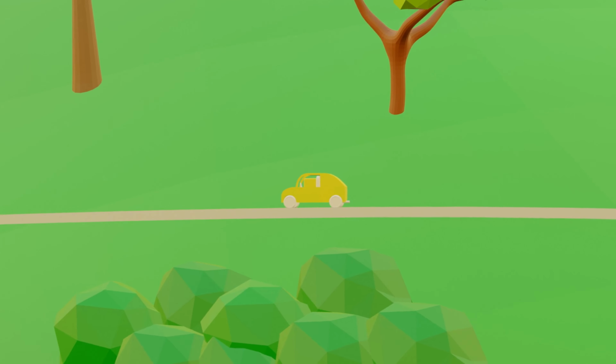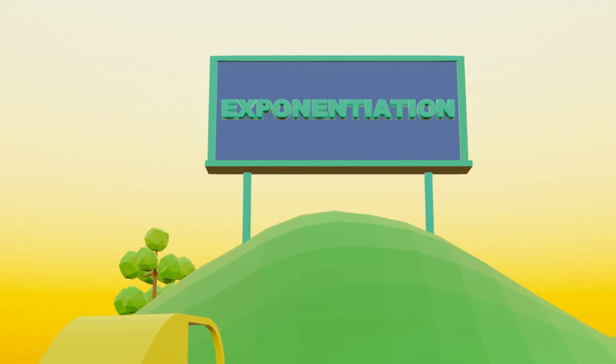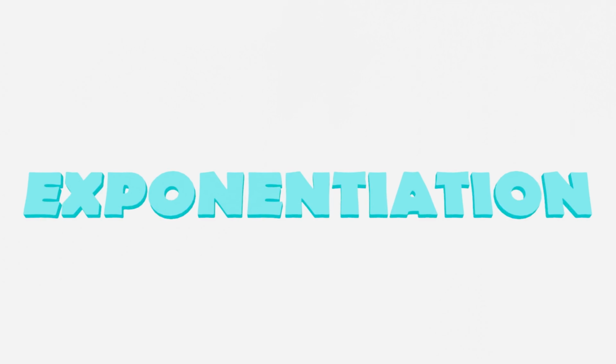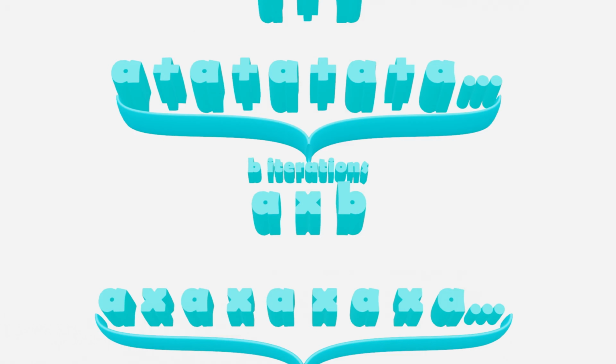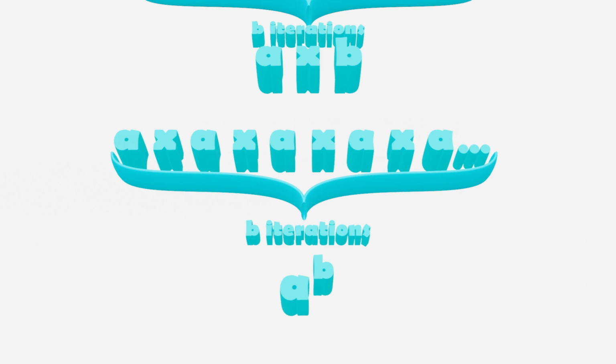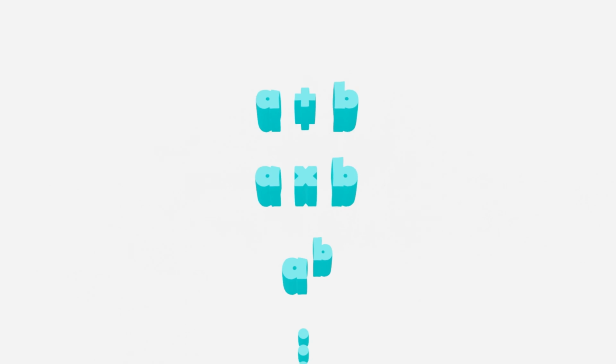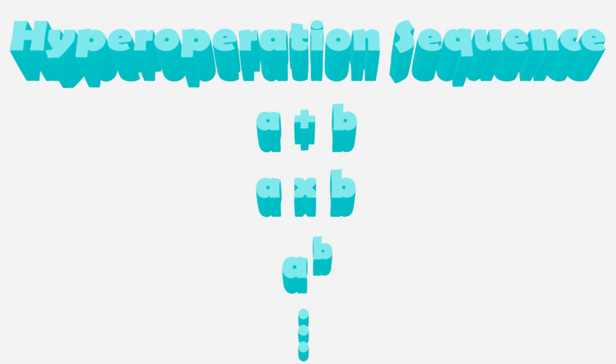Our first stop will be at the well-known exponentiation operation. Similar to the operations that we just looked at, exponentiation can be described as the iteration of the multiplication of a, b times, where a becomes the base of the exponential expression and b becomes the exponent. This is the beginning of our hyperoperation sequence.